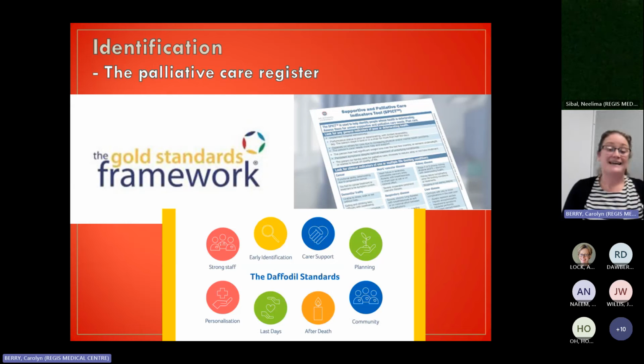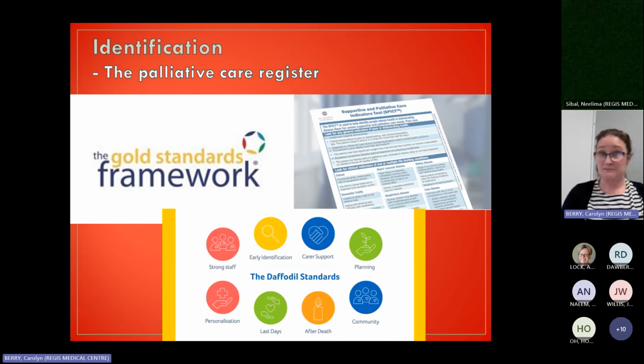I'm not going to talk in detail about the tools that we can use, because Carolyn's going to talk in more depth about that. But just to mention that there are lots of tools out there that can support identification and proactive care planning for people in the last year of life. NICE supports the Gold Standards Framework mechanism. In SWB, we use the SPICT tool, the Supportive and Palliative Care Indicator Tool. And the Daffodil Standards were developed by Marie Curie and the Royal College of General Practitioners together.